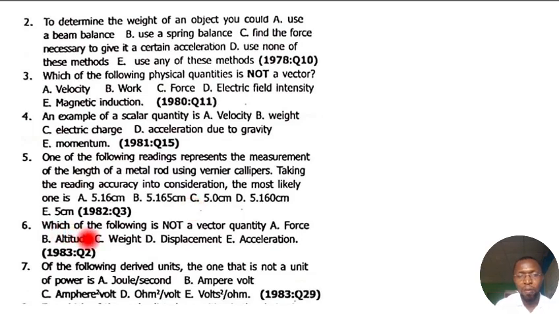Now, we have this here. Which of the following is not a vector quantity? In this case, it's the reverse of the previous one. We have force, altitude, weight, displacement, acceleration. Another way you can easily handle a question like this is to check out the ones that you are aware of. You know that force is a vector quantity. You know that weight is a vector quantity. So A and C are knocked out like that. You are looking for those that are not vector quantities. We also say that displacement is a vector quantity. Acceleration is a vector quantity.